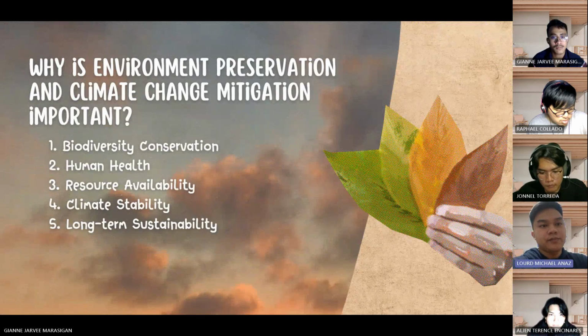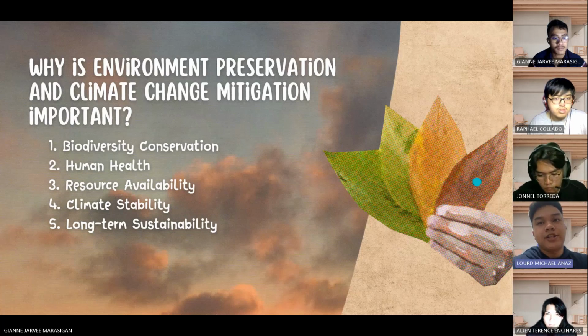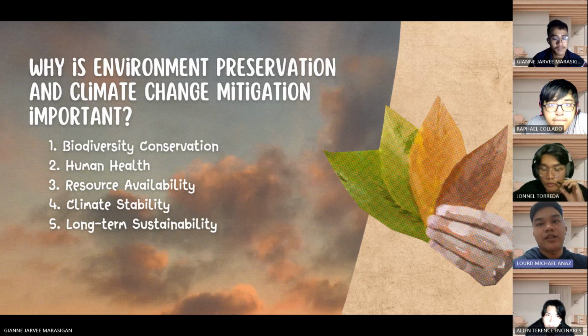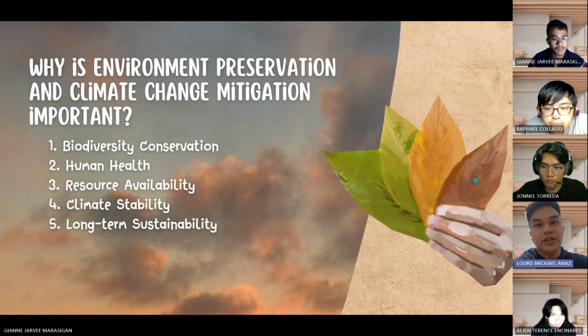Why is environment preservation and climate change mitigation important? First, for biodiversity conservation, preservation of the biodiversity of the environment helps maintain the health of such. Second, human health. Climate change could also indicate that the environment is in a state of increased levels of degradation, and such could lead to the emergence of environmental diseases.